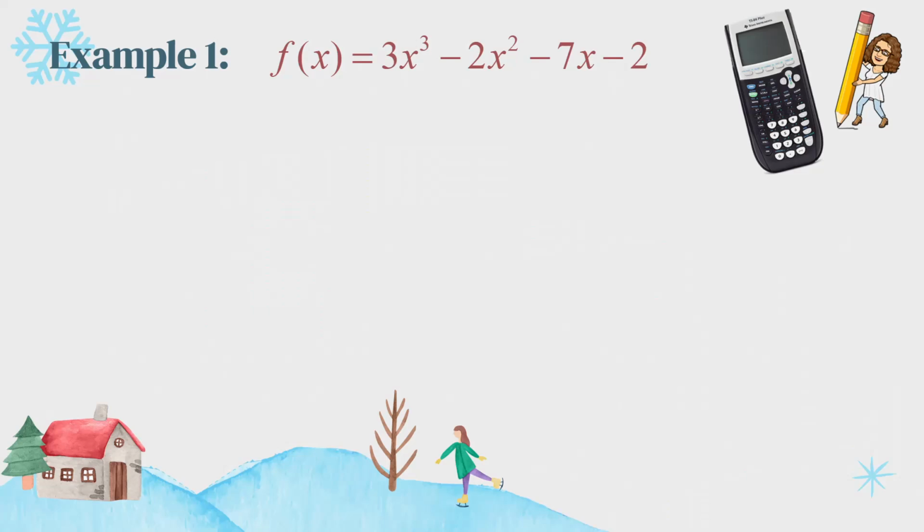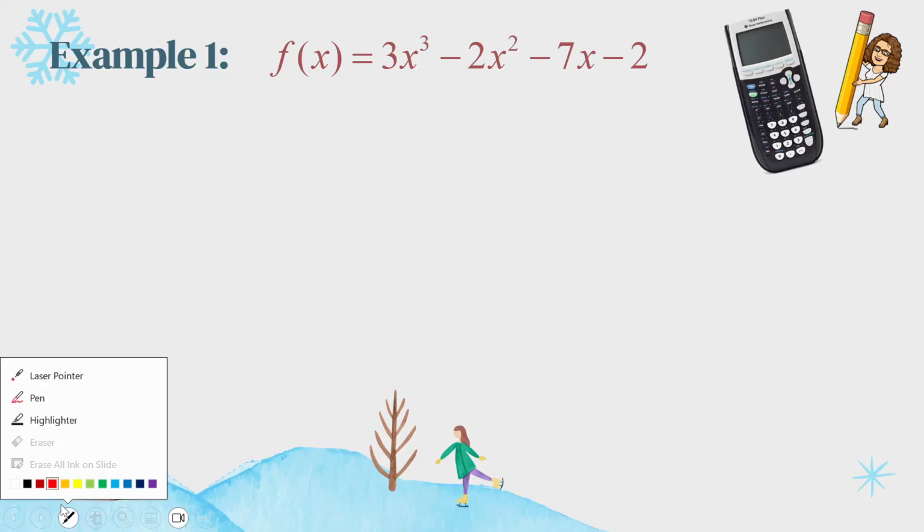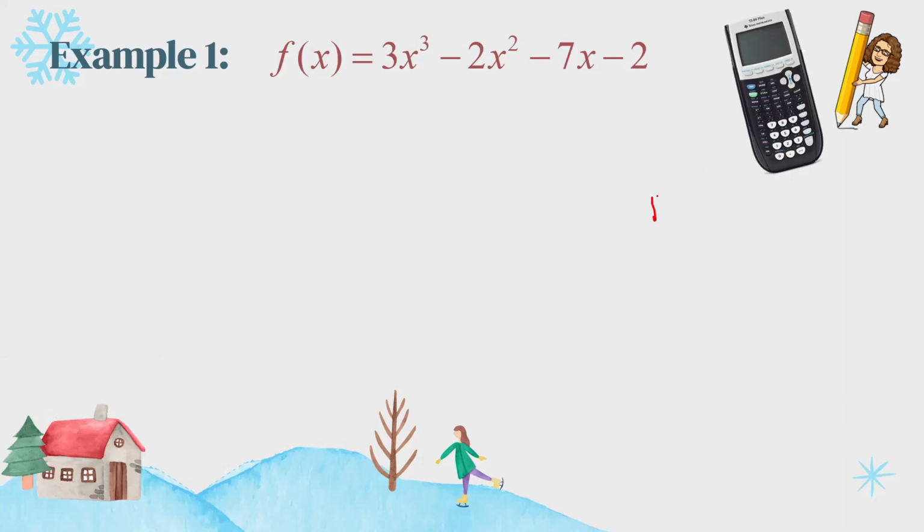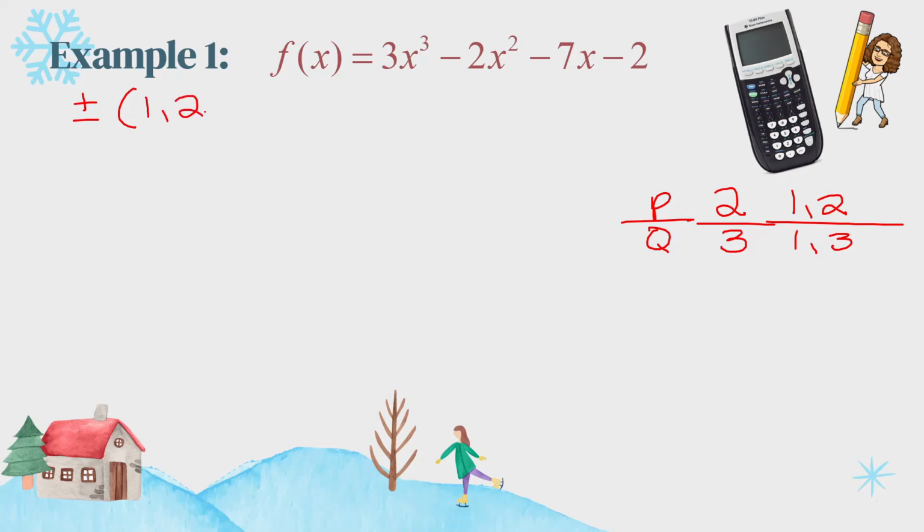So, our first problem. Just like last time, let's generate our possible rational zero list, our P over our Q. So that is my constant over my leading coefficient, 3. Numbers that can make a 2 would be a 1 and a 2. Numbers that can make a 3, 1 and a 3. So my possible list of rational zeros is plus or minus 1, 2, 1/3, and 2/3 for my list.